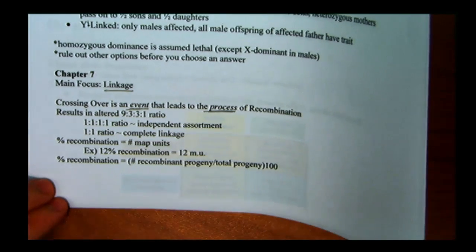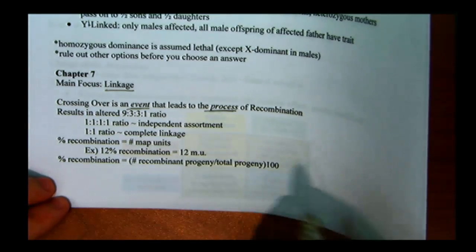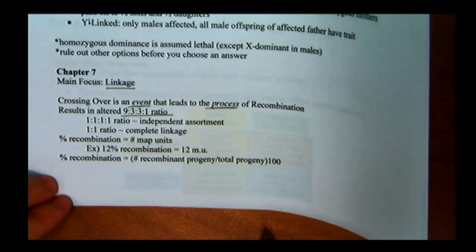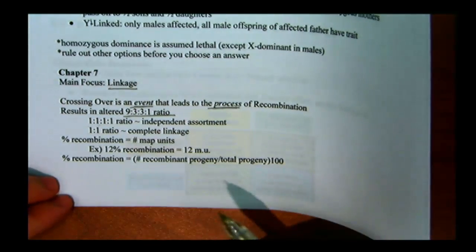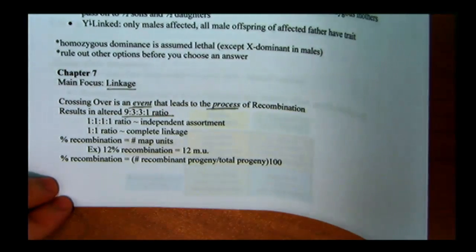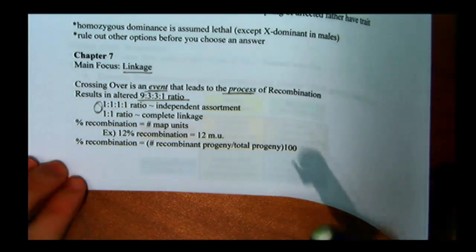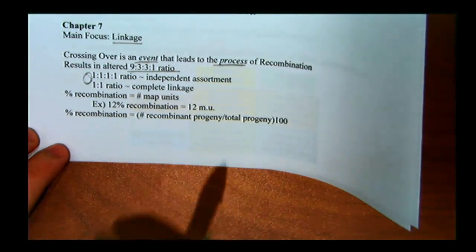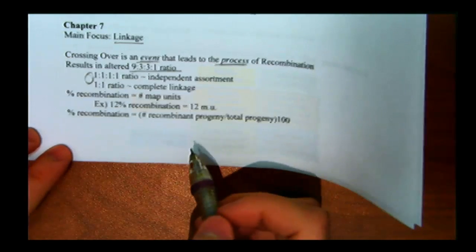Let's see, so your typical 9:3:3:1 ratio here can be altered to a 1:1:1:1 if there is independent assortment, or a 1:1 if there is complete linkage. So again, just ratios to know here. And again, remember your percent recombination equals the number of map units. An example of that: 12% recombination means those genes are 12 map units apart. And here's your formula for determining percent recombination.